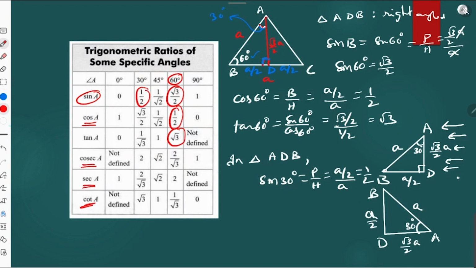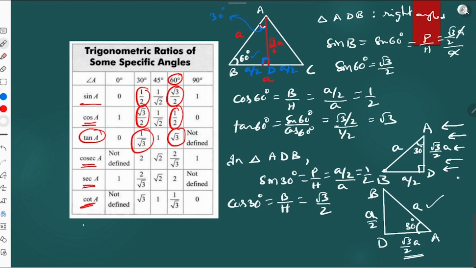Next, if you apply cos for that, cos 30 degrees is base by hypotenuse. What is the base of this triangle? Root 3 by 2 A. What is the hypotenuse? A. So it is root 3 by 2. That is cos 30. If you divide sine A by cos A, you will be getting tan, that is 1 by root 3. And there are reciprocals.